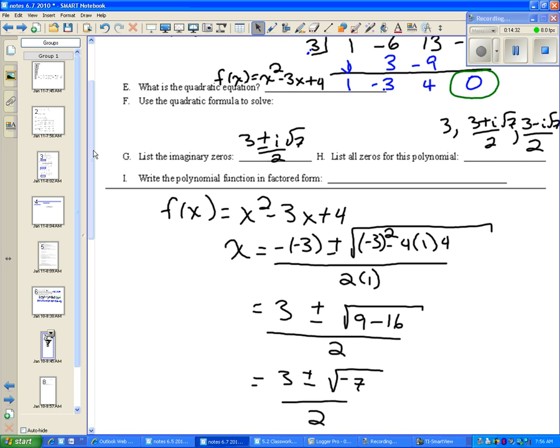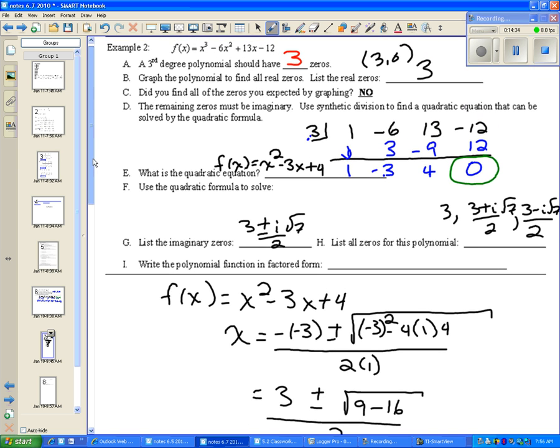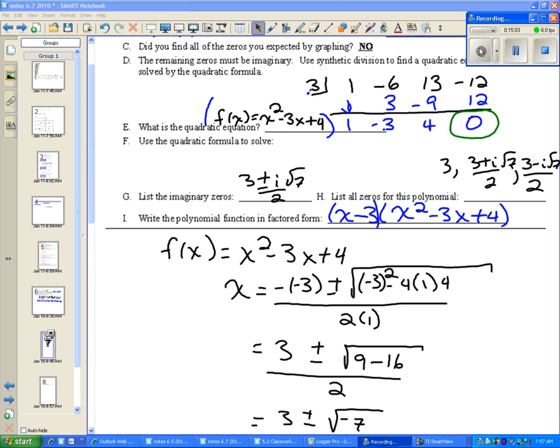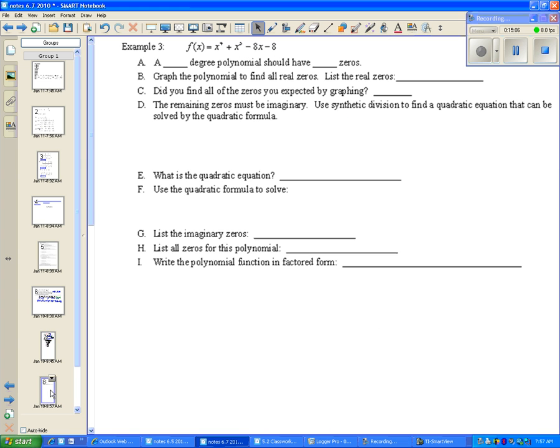Write the polynomial function in factored form. Well, I know my first factor came from this 3 up here. So this is going to be x minus 3. My other factors were imaginary, and that came from this quadratic function here. So that's x squared minus 3x plus 4. That's the polynomial in factored form. I have my 3 zeros, my 3 roots. So that's 2 examples. Let's go on to our third example and see what this tells us.